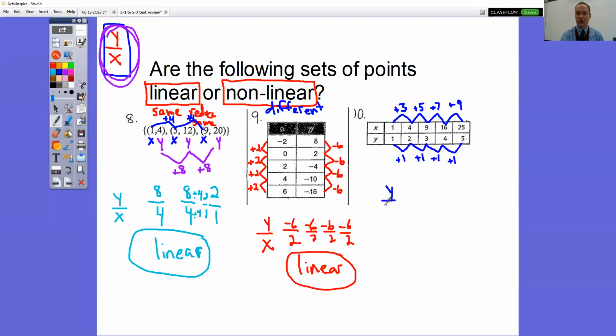Now remember, it's your change in y over your change in x. So we have 1 over 3, 1 over 5, 1 over 7, 1 over 9. Those are not the same. As soon as you get two of them that aren't the same or reduced to be the same, it is nonlinear. You'll have 3 questions on your test tomorrow that look just like this, where you'll have to choose whether they are linear or nonlinear.